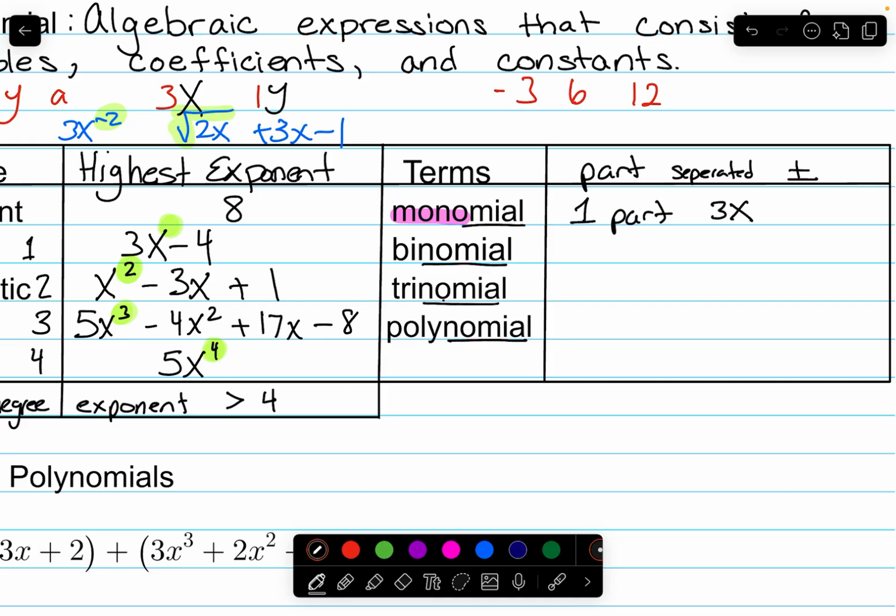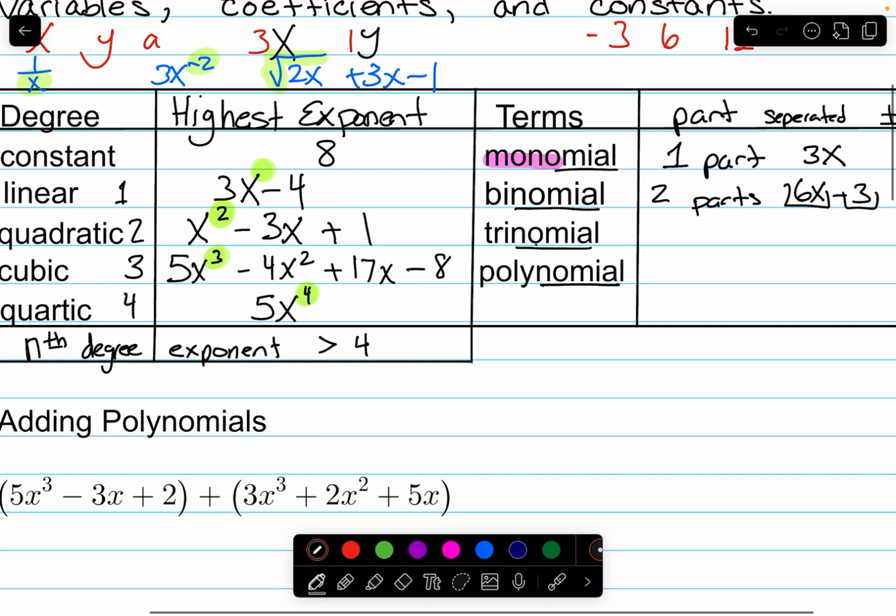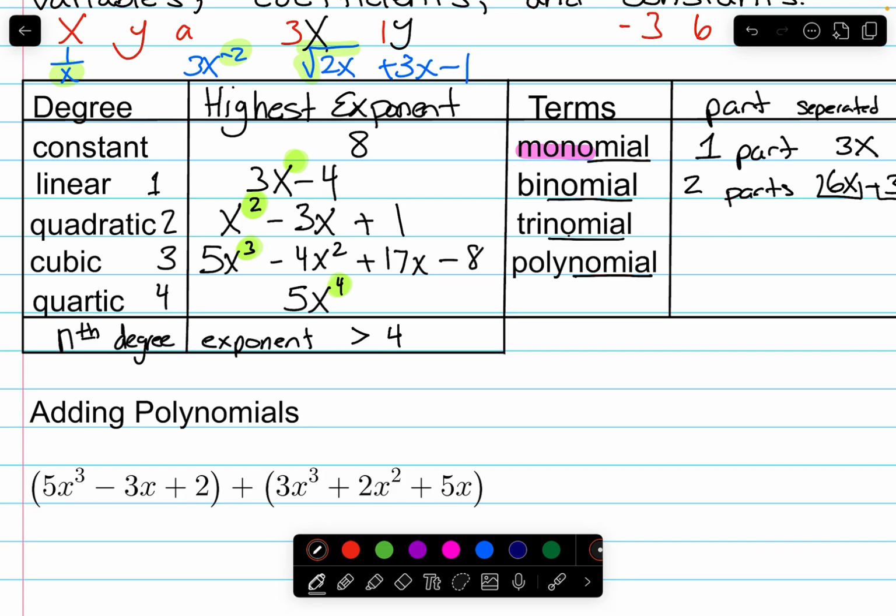The binomial, like in the word bicycle, means you have 2 wheels, right? Bilateral, right? Those things mean 2. So bi means 2. So you're looking for something that has 2 parts. An example of this could be something like 6x minus 3. There's 2 parts, and they're separated by the plus or minus sign. Okay, what do we have over here? Looking at the linear function. The linear function has 2 parts, right? This is a linear binomial because it has 3x minus 4.